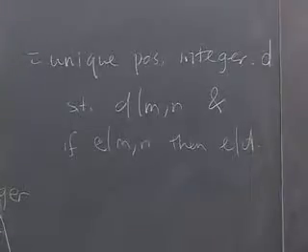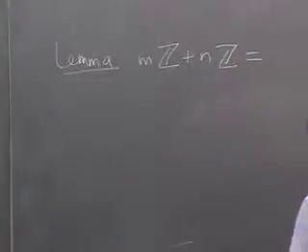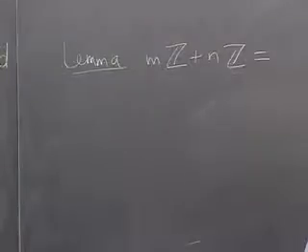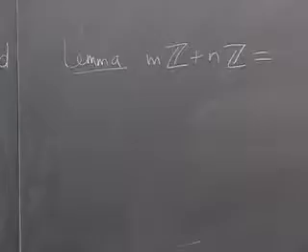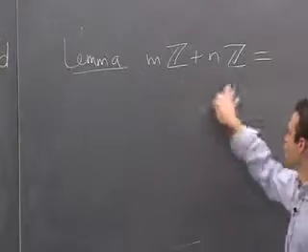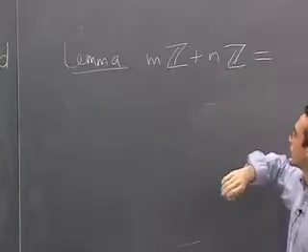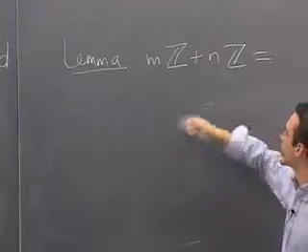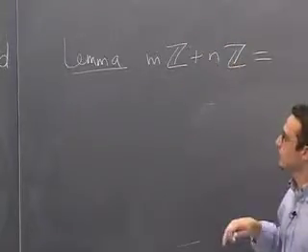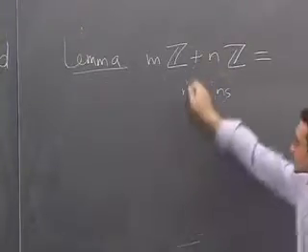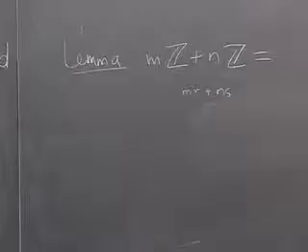So mZ plus nZ. First question. These are both subgroups of Z. Is mZ plus nZ a subgroup of Z? The answer is yes, and it's not hard to see. I mean, 0 is certainly in here. It's certainly closed under addition. And the negative of something in here is certainly, again, in here, because these are just things of the form mr plus ns. Or just negate those, etc. So this is certainly a subgroup.